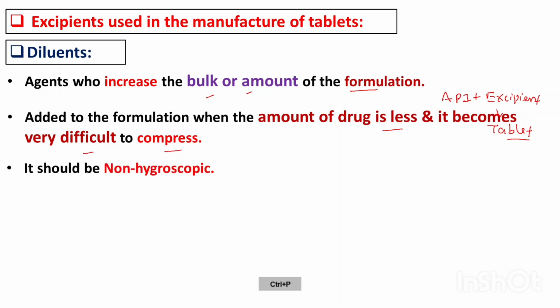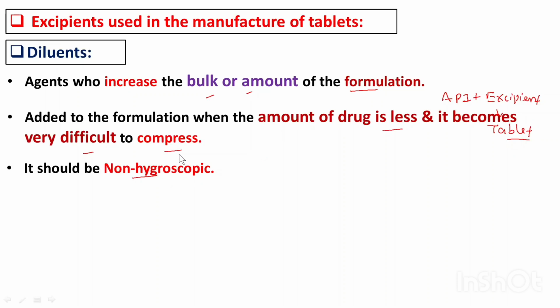It should be non-hygroscopic. What do you mean by non-hygroscopic? It means it should not absorb water, because when water is absorbed by the excipient, it will increase the moisture level in that specific dosage form. Also, it will give chances for growth of microbes in that formulation. If the moisture increases, it will hamper the strength of the tablet, and if the microbial contamination increases, it will hamper the sterility or the quality of the tablet dosage form. So the excipient should be non-hygroscopic in nature, right?